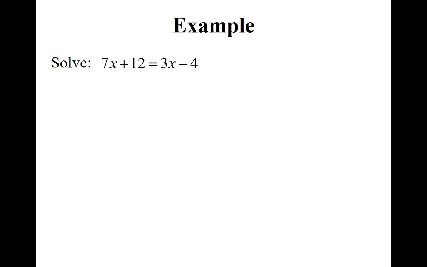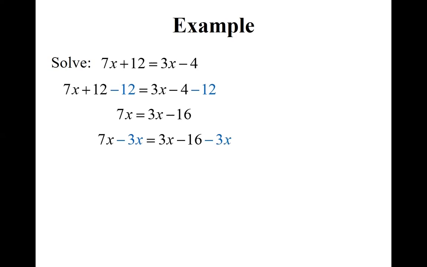So I'm going to start by subtracting 12 from both sides. That'll get rid of the non-variable terms from the left. Negative 4 minus 12 is negative 16. So 7x equals 3x minus 16. Now I'm going to subtract 3x from both sides. That'll get rid of the variable terms from the right side. 7x minus 3x is 4x. So 4x equals negative 16. On the right-hand side, the 3x minus 3x canceled each other out.